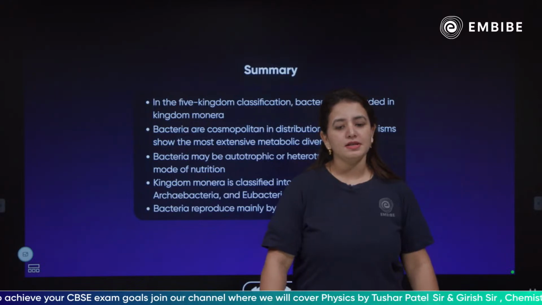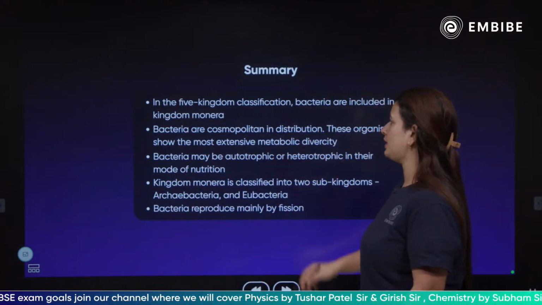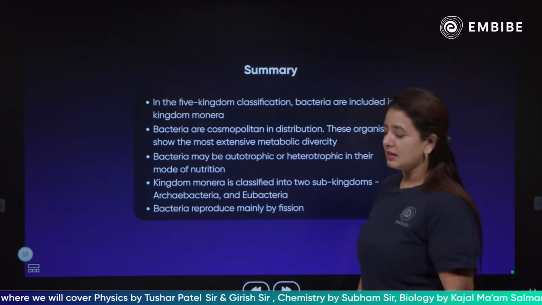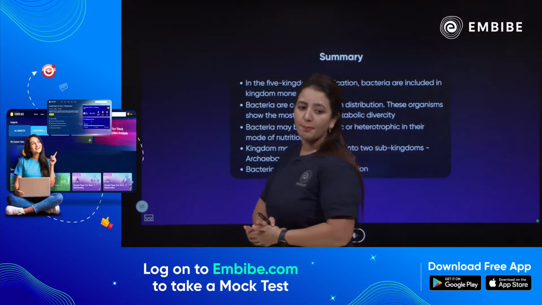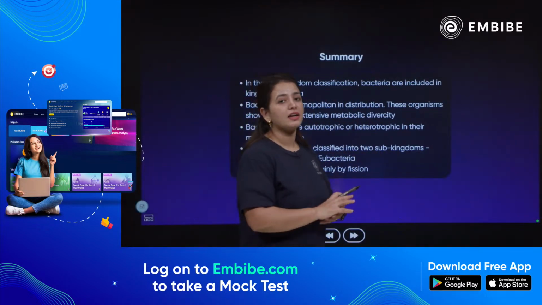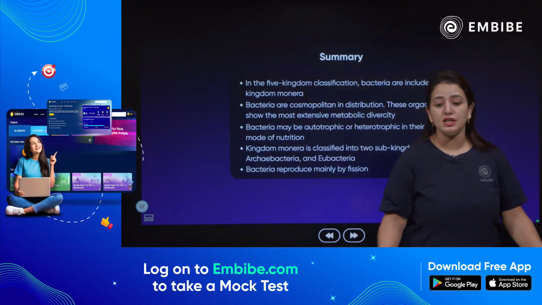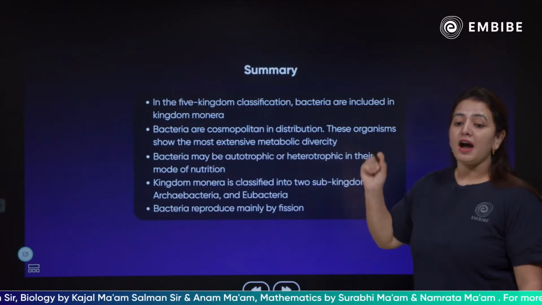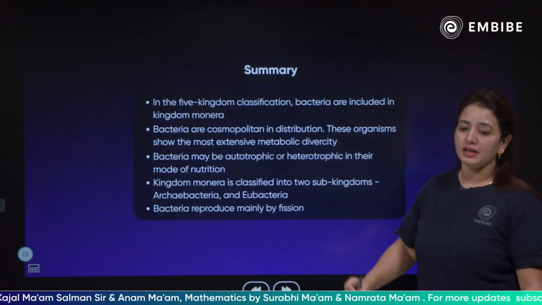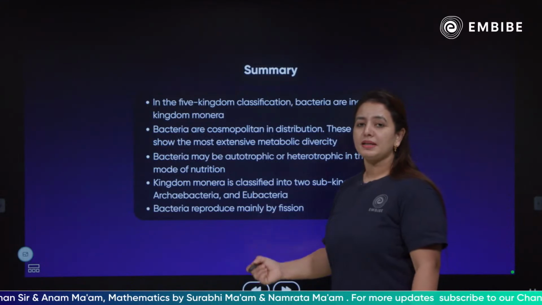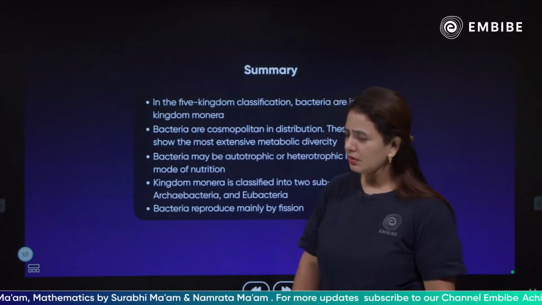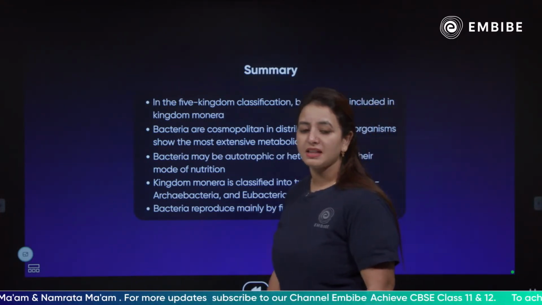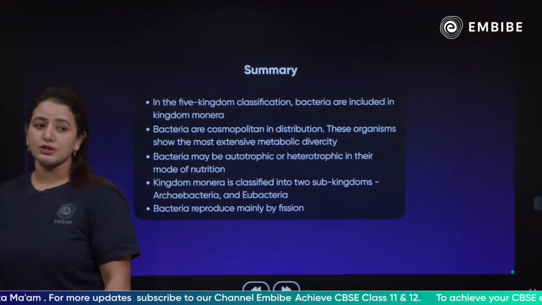Okay. So today we have discussed that bacteria are completely cosmopolitan and distributed all over the place because they are microscopic. They can be autotrophic or heterotrophic, and kingdom Monera is further divided into two sub-kingdoms, the archaebacteria and eubacteria, which we will discuss tomorrow, and why these two sub-kingdoms were kept separate. Bacteria reproduce mainly by fission, and they also show parasexuality.